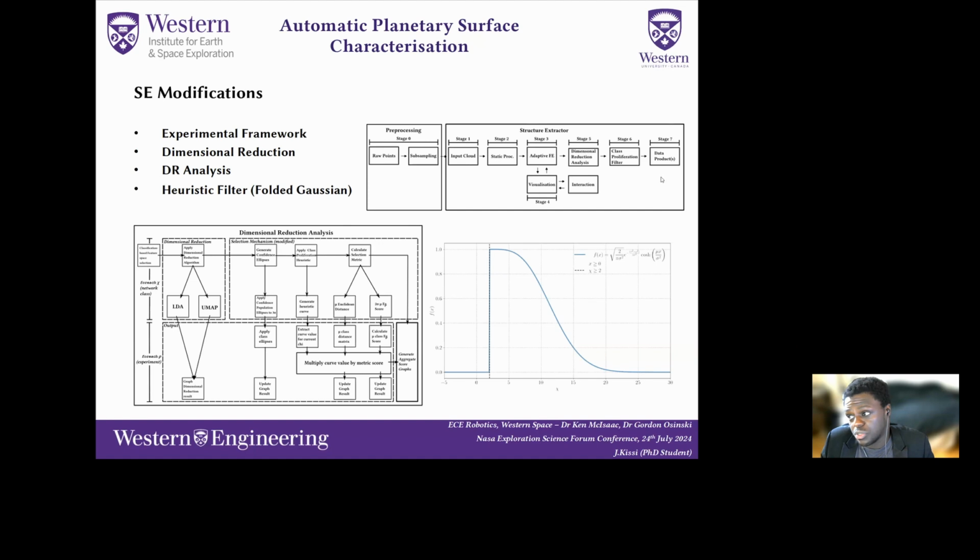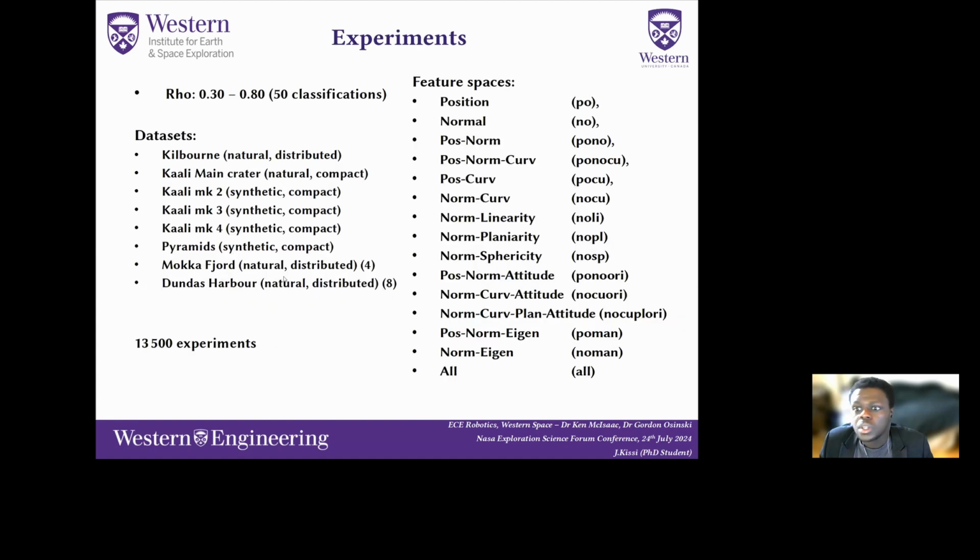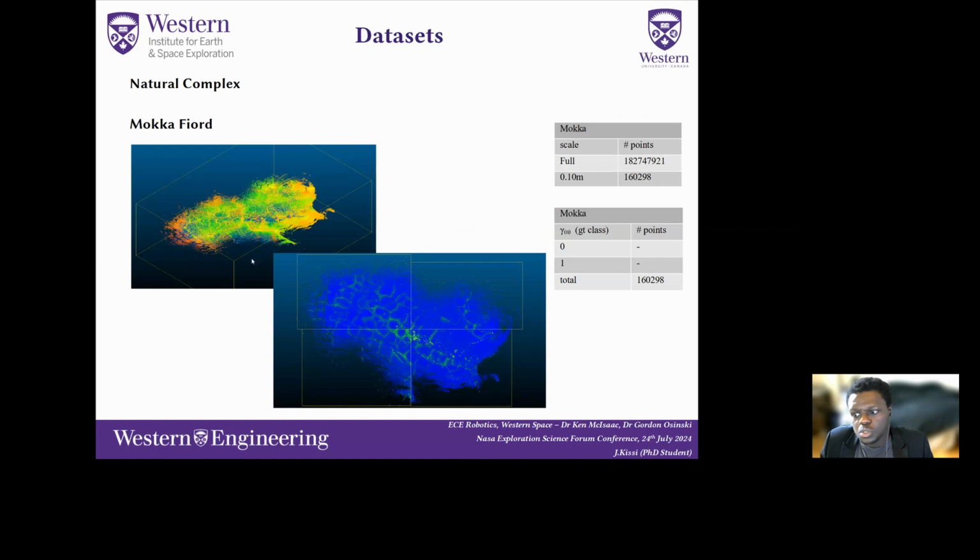So this is our new configuration with our filter added here, and this is the actual curve that we use to filter. These are the new sets of experiments. So we've got 50 classifications again, 50 intervals of rho, but now we have 17 point clouds and 15 different combinations of dimensions, for about 13,500 experiments.